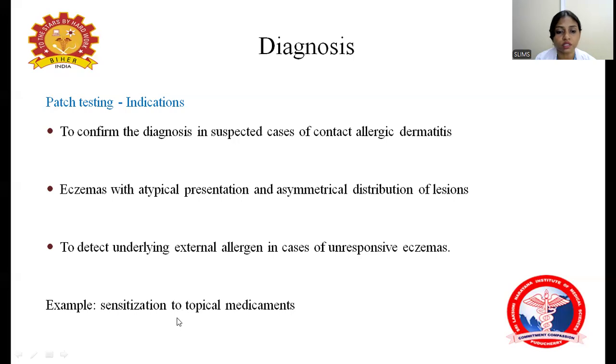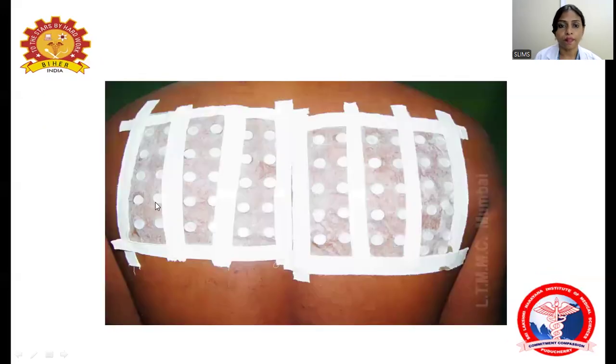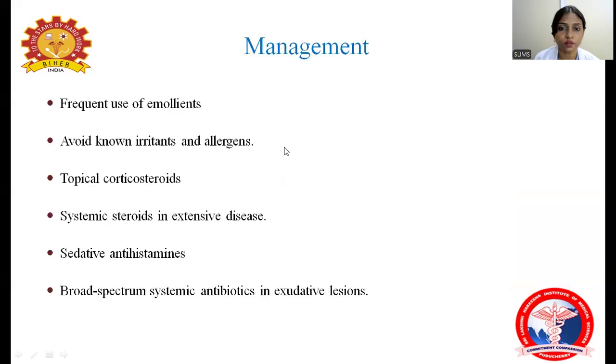Sensitization to topical medicaments is one example where patch testing is used. This is the back of a patient on whom 40 allergens have been applied and tapes have been stuck over each of the allergens. This is observed after 48 hours, and the allergen which causes the contact dermatitis can be identified on the back of this patient. The patient should be advised not to bathe for another 2 days and to report to the OPD after 48 hours, in order to find out which allergen has been causing the allergic contact dermatitis.